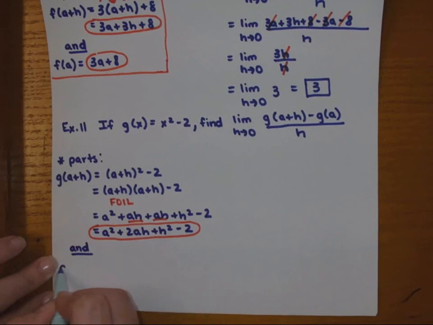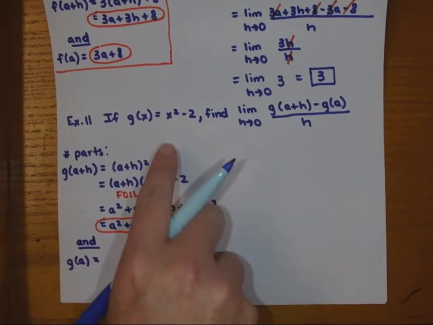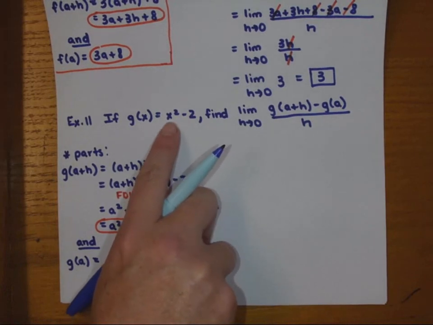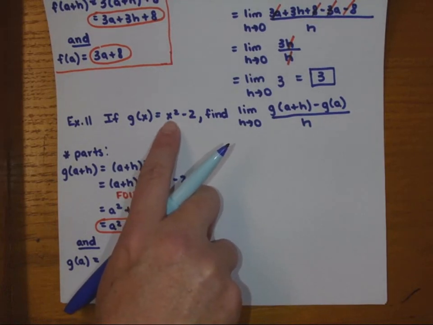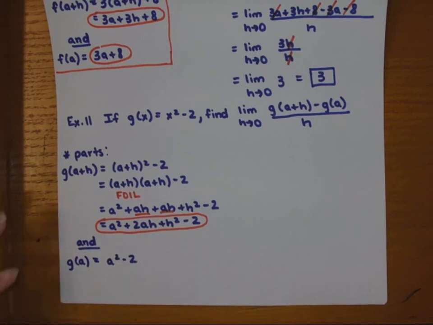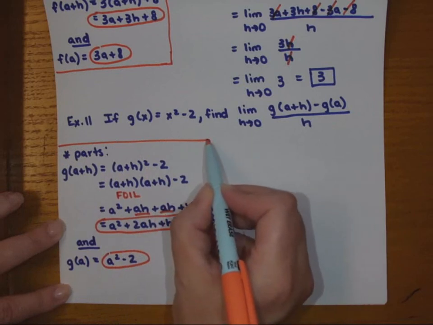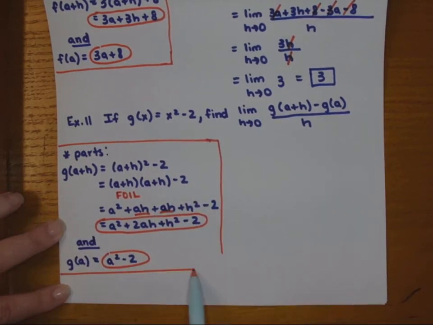And let's talk about g of a. G of a should always be pretty straightforward. You're just going to look up, or f of a, or whatever letter we happen to be using, you're just going to replace x with a. So that's just going to be a squared minus 2. Okay, so I'm going to box this in again. This was just our side work. This is just what we're going to use over on the right.